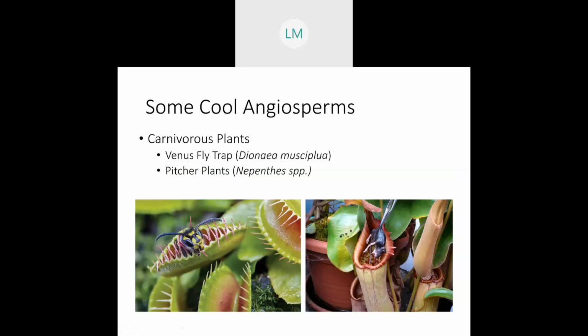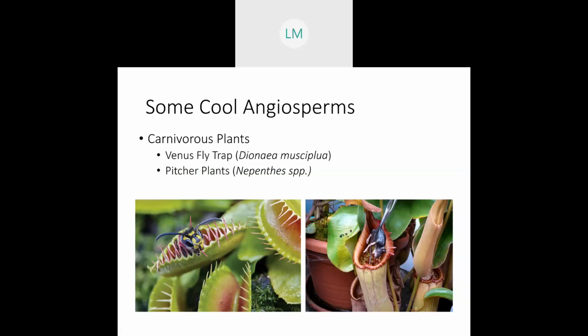We also have carnivorous plants within angiosperms. So most people are familiar with the Venus flytrap. These are native to North and South Carolina and have these little trigger hairs that, when triggered, cause the plant to snap shut.